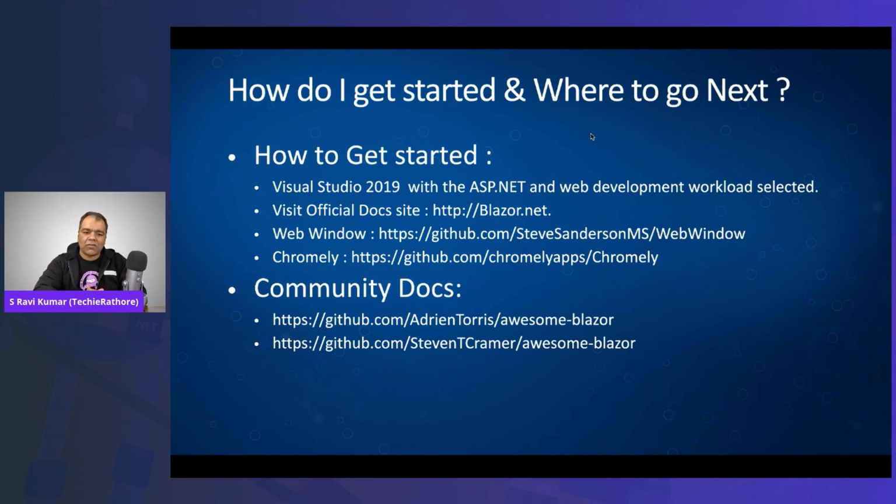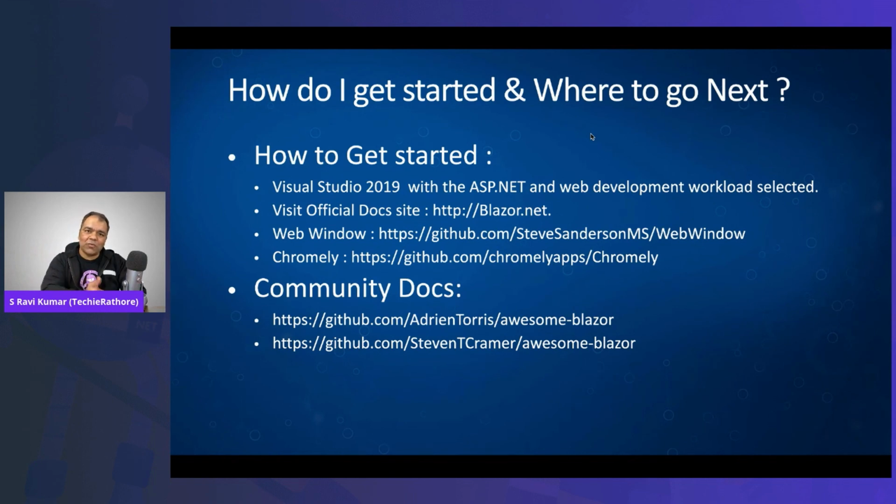Then the official doc site is blazor.net, or you can go to docs.microsoft.com, and from there you can do that. When we talk about WebWindow, you can see the source code of WebWindow from Steve Sanderson's GitHub page, which is available on GitHub, SteveSandersonMS slash WebWindow. Similarly, for Chromely, you can get it from chromelyapps slash Chromely. And again, as I said, Chromely, similar to Electron.NET, supports creating cross-platform desktop applications using web technologies.